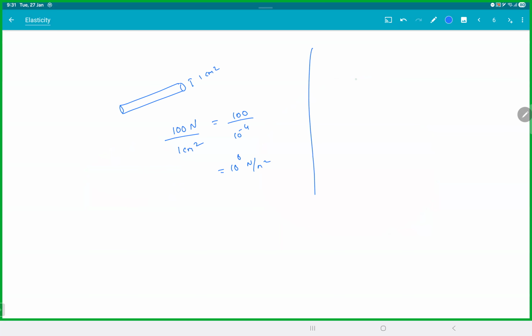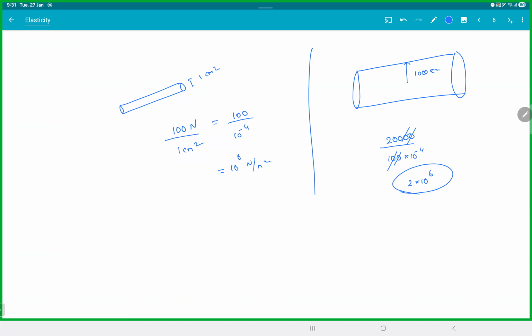The same thing when you do for an elephant's bone. Maybe the elephant's bone is thicker, let's say 50 centimeter square or maybe 100 centimeter square. And let's say the elephant's bone cracks at 2000 kgs. So that's around 20,000 newtons. That would be 100 into 10 power minus 4. So the zeros go off, and that will be 2 into 10 power 6. Now the comparison makes sense, isn't it? Now you can say the elephant's bones are 2 times stronger than the rat's bones.